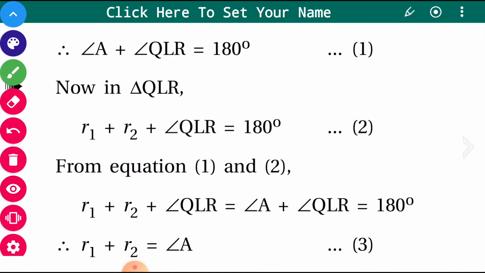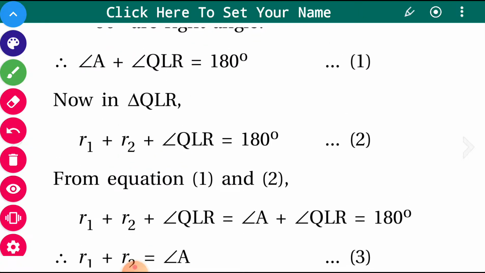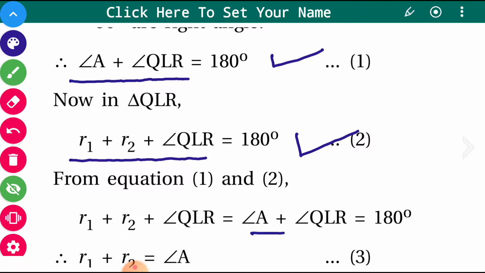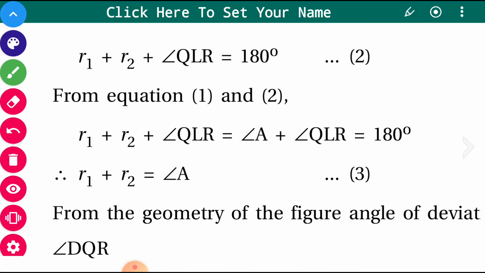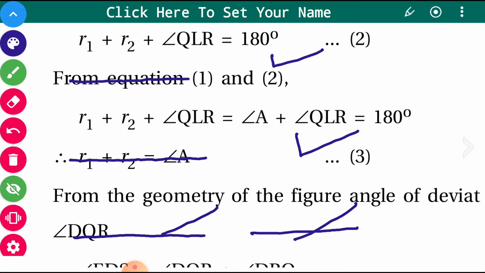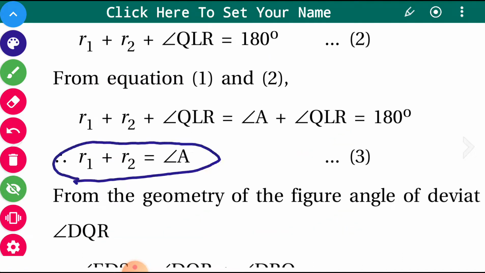Now see, there are two equations whose right-hand sides are 180. This is 180, this is 180. So we are comparing these two equations. R1 plus R2 plus QLR is equal to A plus QLR. You can see that is compared here. This QLR can be cancelled out. So R1 plus R2 is equal to angle of prism, a very important result.